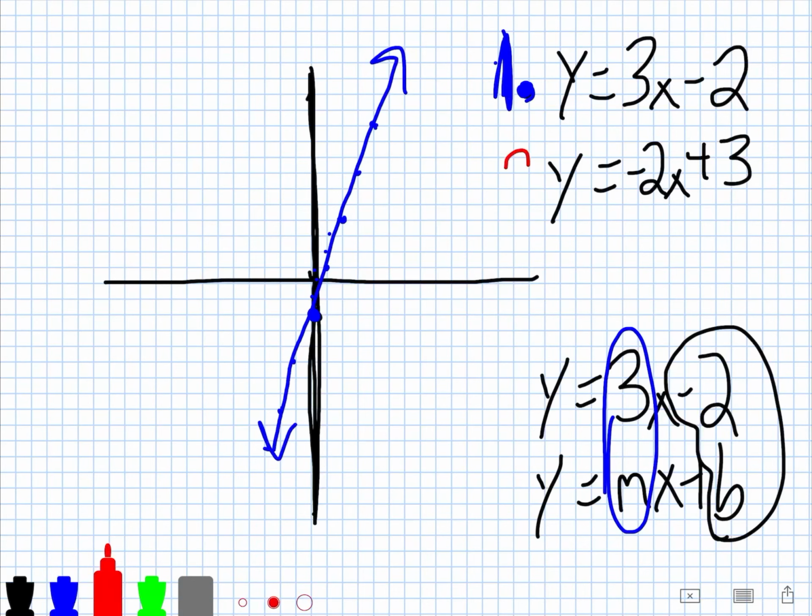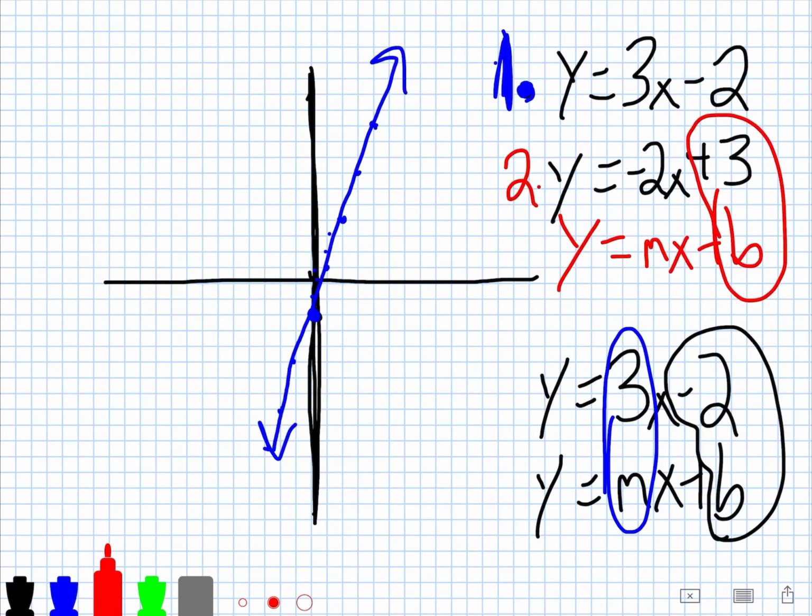So I'm going to do the same thing for number 2. Once again, they're two separate graphs, so you're just going to graph them separately. For this one, y equals mx plus b. Same thing. The b is plus 3, so I began at 1, 2, 3. And the m is negative 2, so instead of going up this time, I go down 2 to the right 1, down 2 to the right 1, down 2 to the right 1.